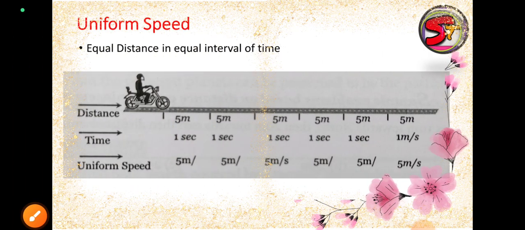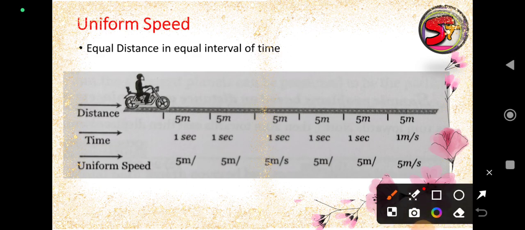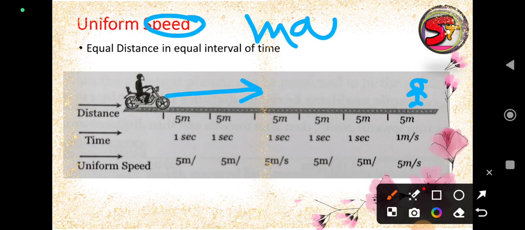Now we will discuss uniform speed. What do we mean by uniform speed? Equal distance covered in equal intervals of time is called uniform speed. For example, suppose I have taken one bike, and the person is going from one position to another position. Here direction doesn't matter at all, because this is speed in which only magnitude matters, as we have said already.